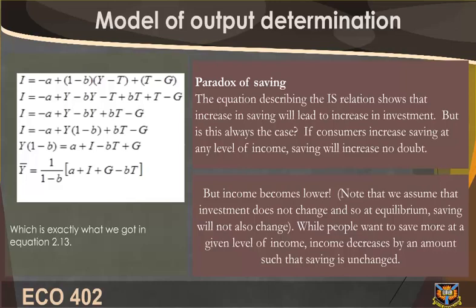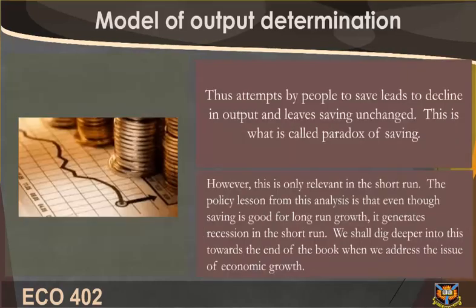If consumers increase saving at any level of income, saving will increase, no doubt. But income becomes lower. Note that we assume that investment does not change, and so at equilibrium, saving will not also change. While people want to save more at a given level of income, income decreases by an amount such that saving is unchanged. Thus, attempts by people to save leads to decline in output and leaves saving unchanged. This is what is called the paradox of saving.